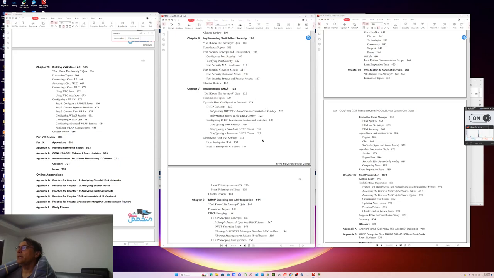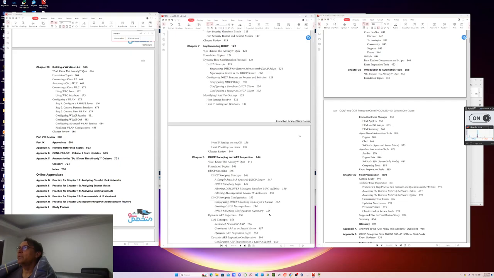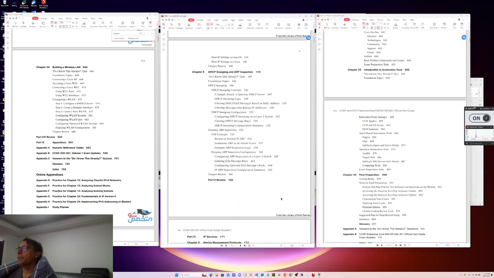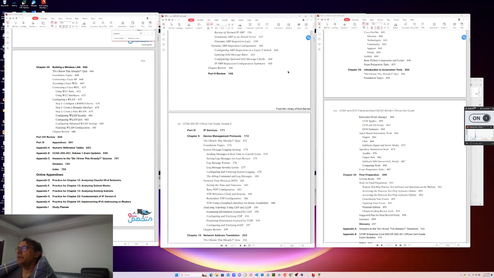DHCP, dynamic host configuration, switches and routers again. So when I was doing commands in the volume one, it was touching on this, it was talking about this DHCP. So now it's talking about the DHCP again. DHCP security.